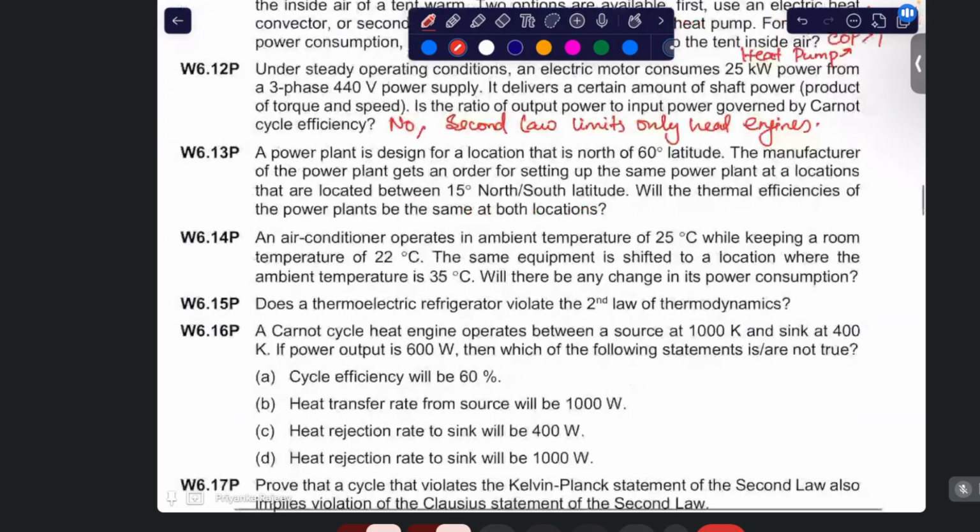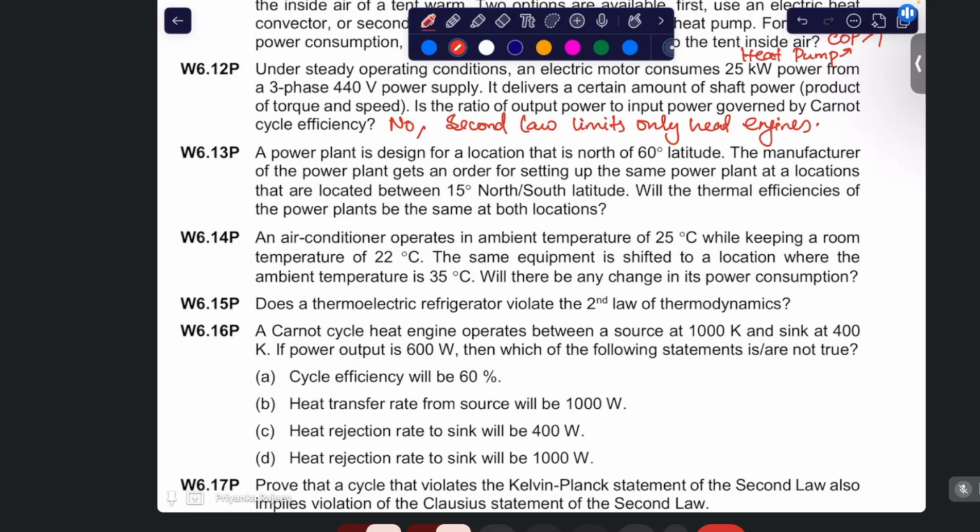13. A power plant is designed for a location that is north of 60-degree latitude. The manufacturer of the power plant gets an order for setting up the same power plant at a location that is located between 15-degree north-south latitude. Will the thermal efficiencies of the power plant be the same at both locations?